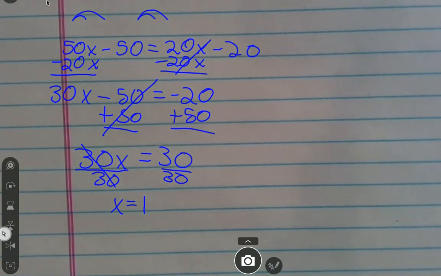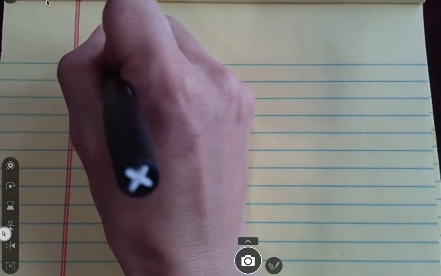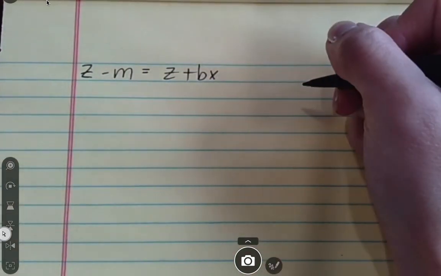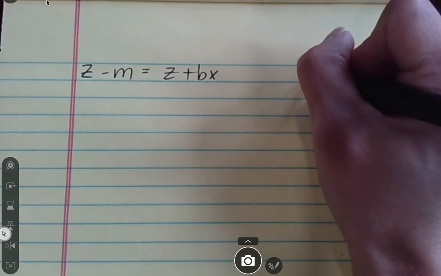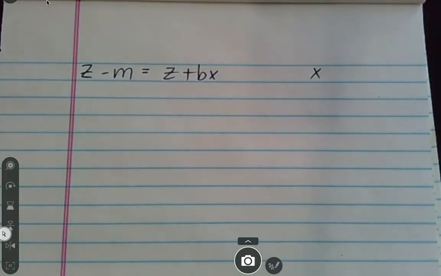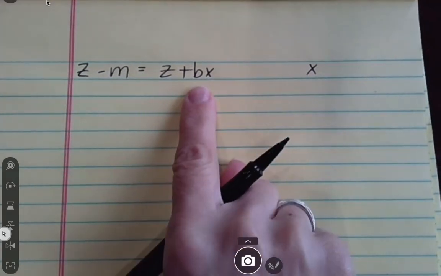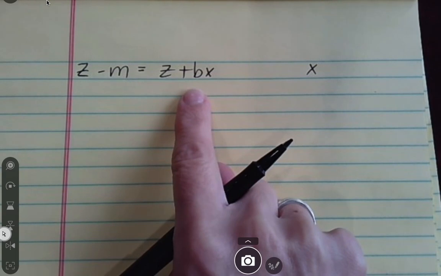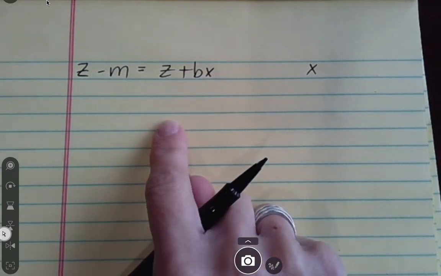Okay. Number 15. This one we have to solve an equation for a variable. All right, so on number 15, I have z minus m equals z plus bx. And they want me to solve for what letter? They tell me for x, okay? That means we're trying to get the x by itself. Where is it? It's over here. So what two letters are over there with it? z and b. So I'm going to move them both to the other side.